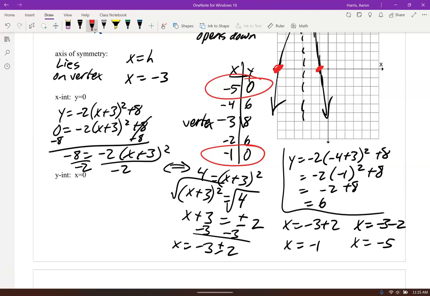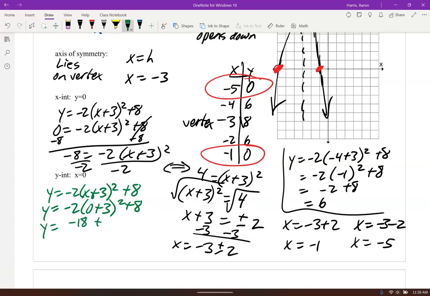So, all right, let's go ahead and find the y-intercept by letting x be 0. Well, if x is 0, then we'd have 3 squared is 9. 9 times that negative 2 in front is negative 18. Negative 18 plus 8 is negative 10. So that's the point 0, negative 10. So it's down here somewhere. So this goes down and hits that 0, negative 10 on the graph as well. Okay.